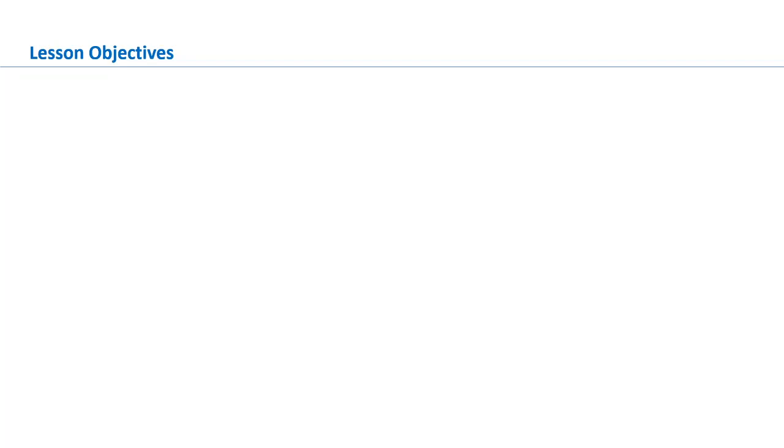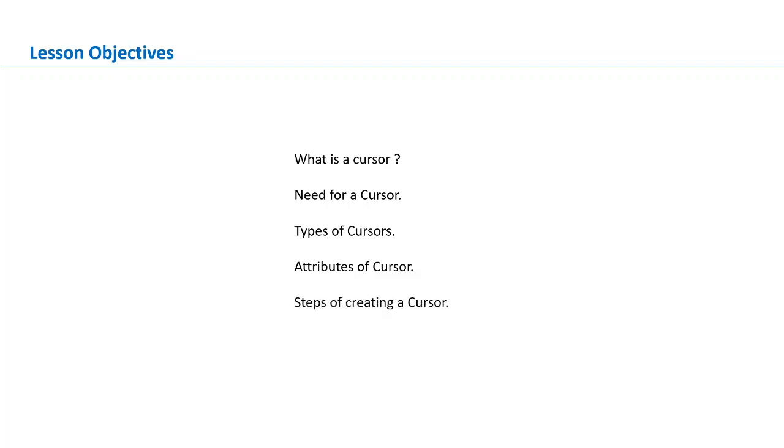Now, what are the learning objectives of this lesson? You're going to learn what is a cursor, the need for a cursor, what are the different types of cursors. You have different types of cursors, you're going to see them. What are the different attributes that are associated with cursors? What are the steps involved in creating a cursor? And finally, some examples of cursors.